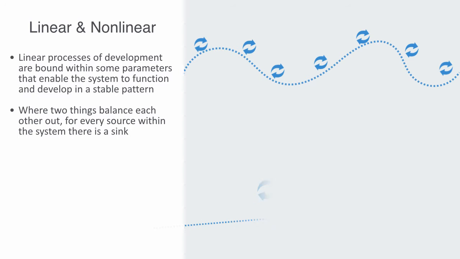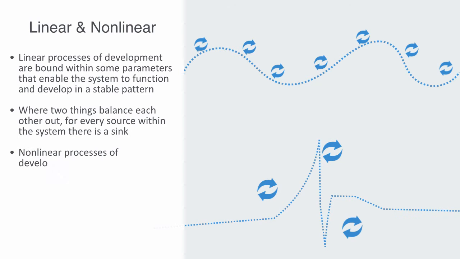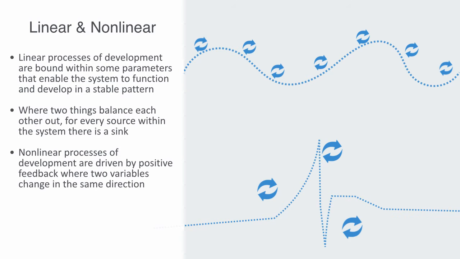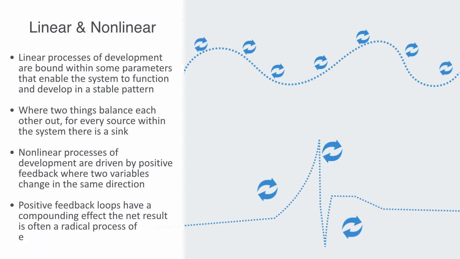Nonlinear processes of development, in contrast, are driven by positive feedback, where two variables change in the same direction. More begets more. These positive feedback loops drive the system in one direction over time. As positive feedback loops have a compounding effect upon themselves, the net result is often a radical process of exponential growth or decay, which can drive the system outside of its normal operating parameters.